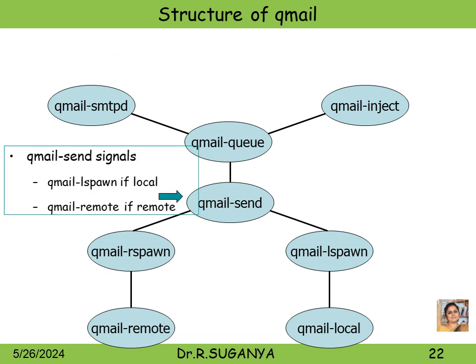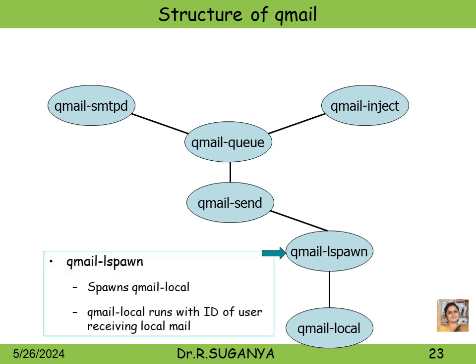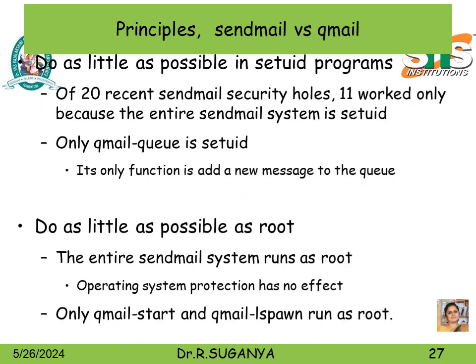Qmail-send sends signals and runs with the ID of the user receiving the local mail program. Principle, Sendmail versus Qmail: do as little as possible in SetUID programs. Of 20 recent Sendmail security holes, 11 worked only because the entire Sendmail system is SetUID. Only Qmail-queue is SetUID. Its only function is to add a new message to the queue.